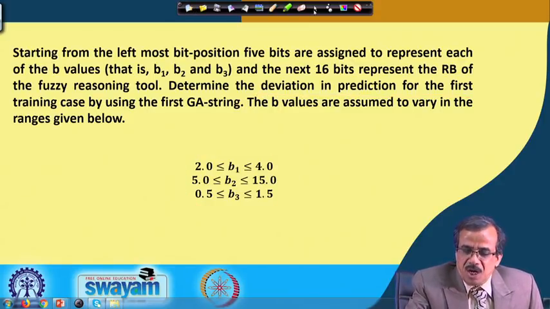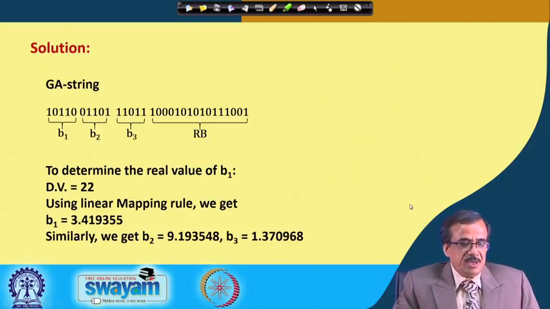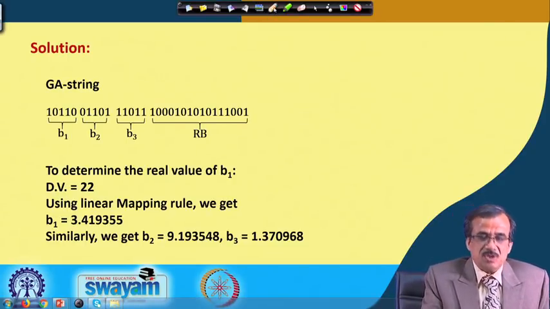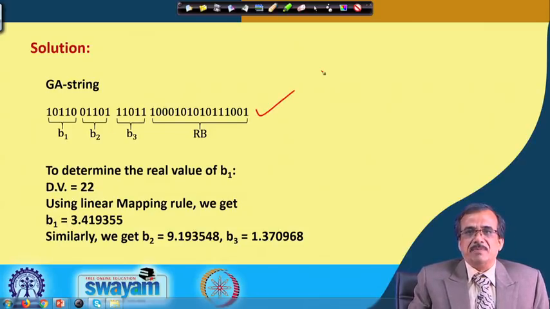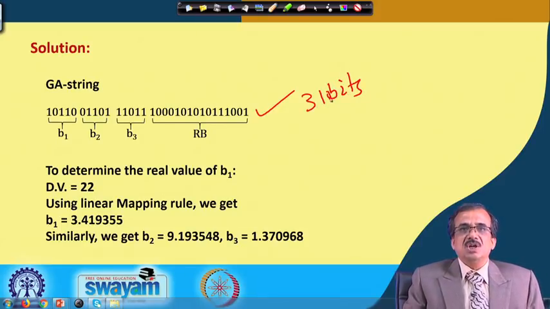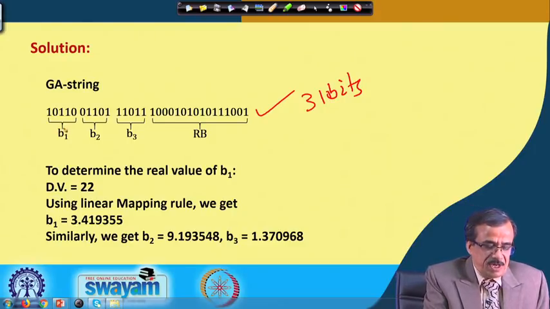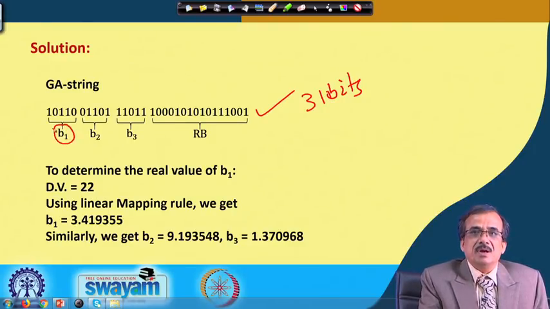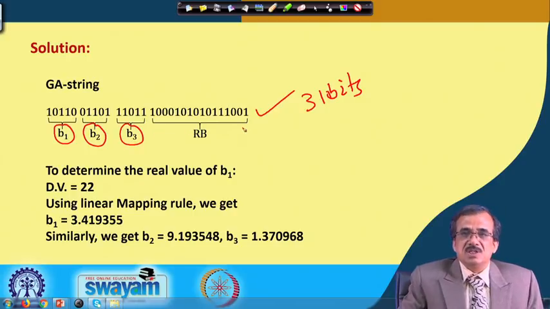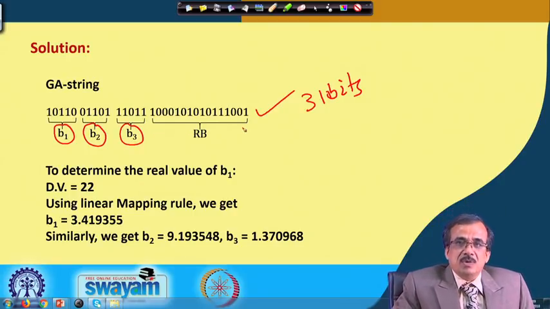Now, let us see how to find a solution for this particular problem. This particular method I have already discussed a little bit, so let me discuss it once again. Let me concentrate on the first GA string, which is 31 bits long. The first 5 bits are going to represent B 1, B 2 is represented by the next 5 bits, the next 5 bits are going to represent B 3, and the 16 bits are going to represent the rule base.